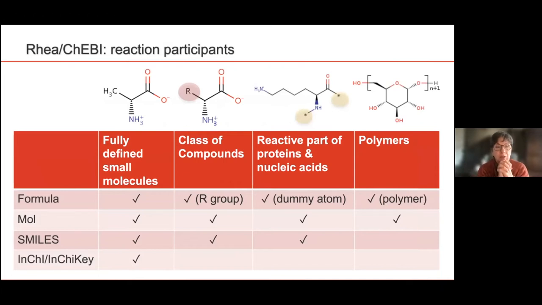Okay, so as a summary here, you have four types of reaction participants. Search by entry key will only be available for fully defined small molecules. For all reactions involving this molecule, it's not possible. I think you understand that.